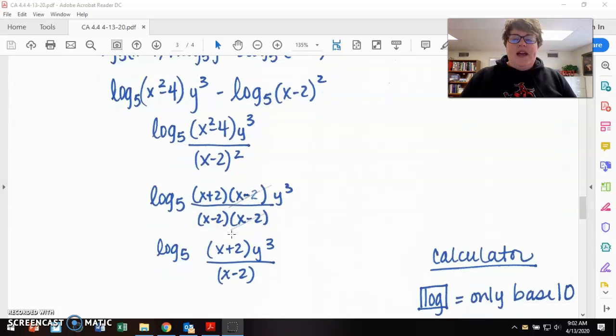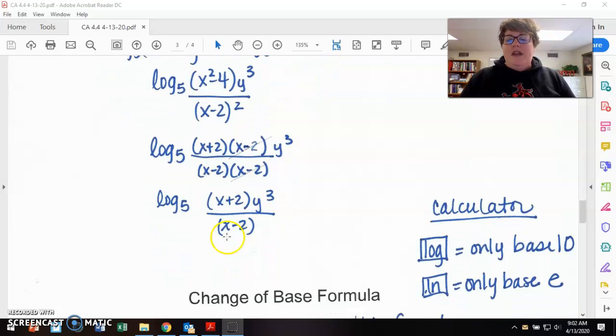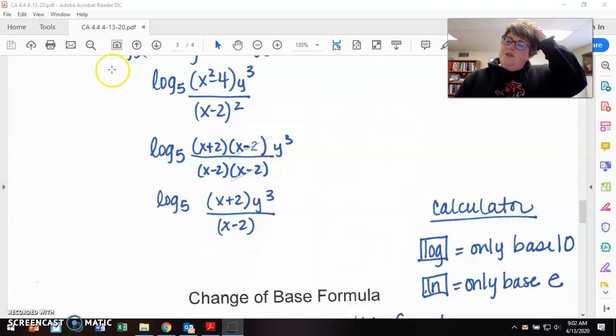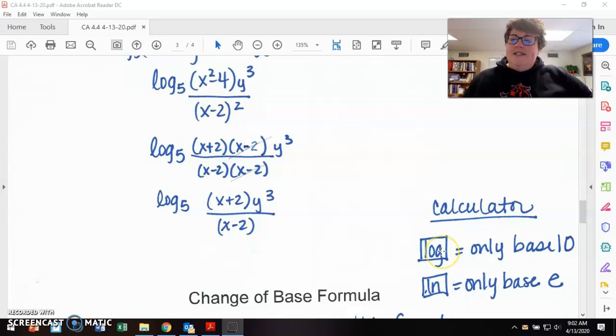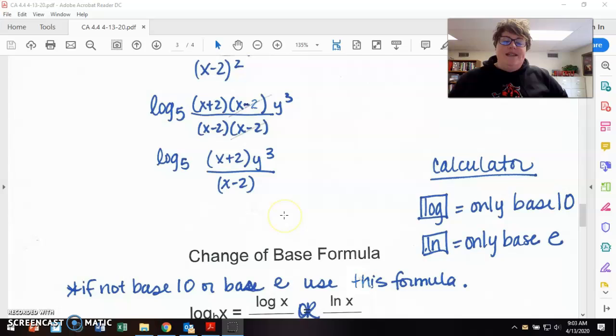Okay, the last thing I want to look at is how these work on your calculator. On the right-hand side, you have 2 calculator buttons that we've been working with, and we've been working with the second. We've done e to the x, and we haven't done 10 to the x. What your log button is on your calculator is only base 10. So if you have a base 10 number, you can evaluate that. The natural log button only evaluates base e. Okay, so what happens if you're not base 10 or base e?